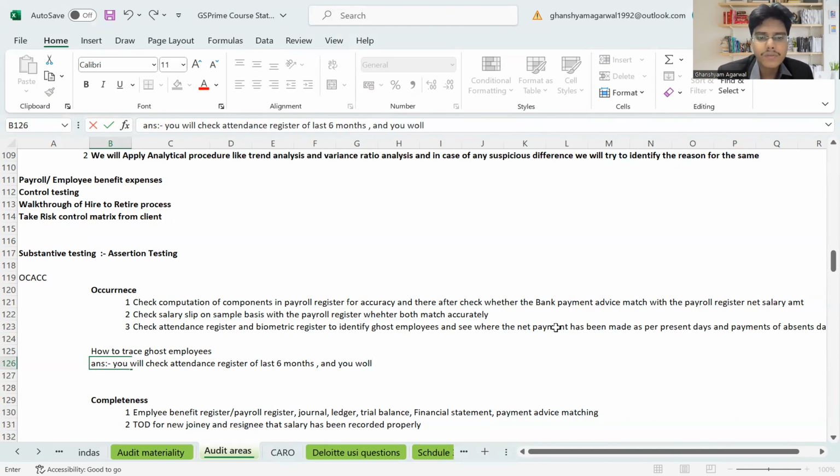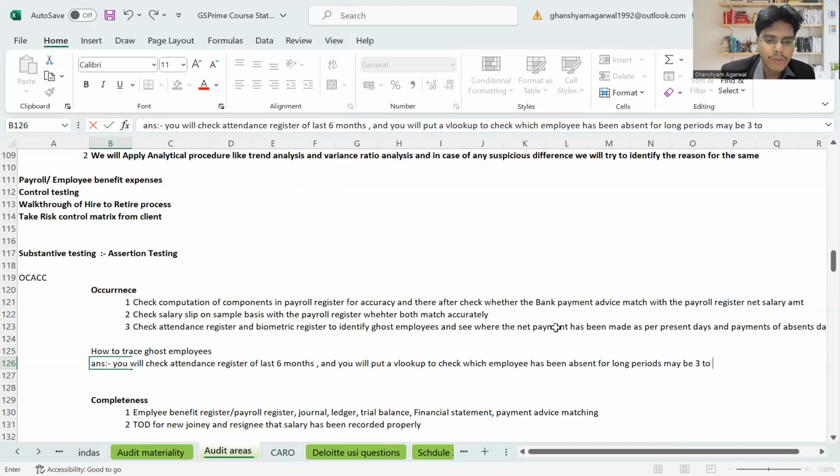You will put a VLOOKUP to check which employees have been absent, which employee has been absent for long periods, maybe 3 to 4 months. They can be a ghost employee, maybe 3 to 4 months.